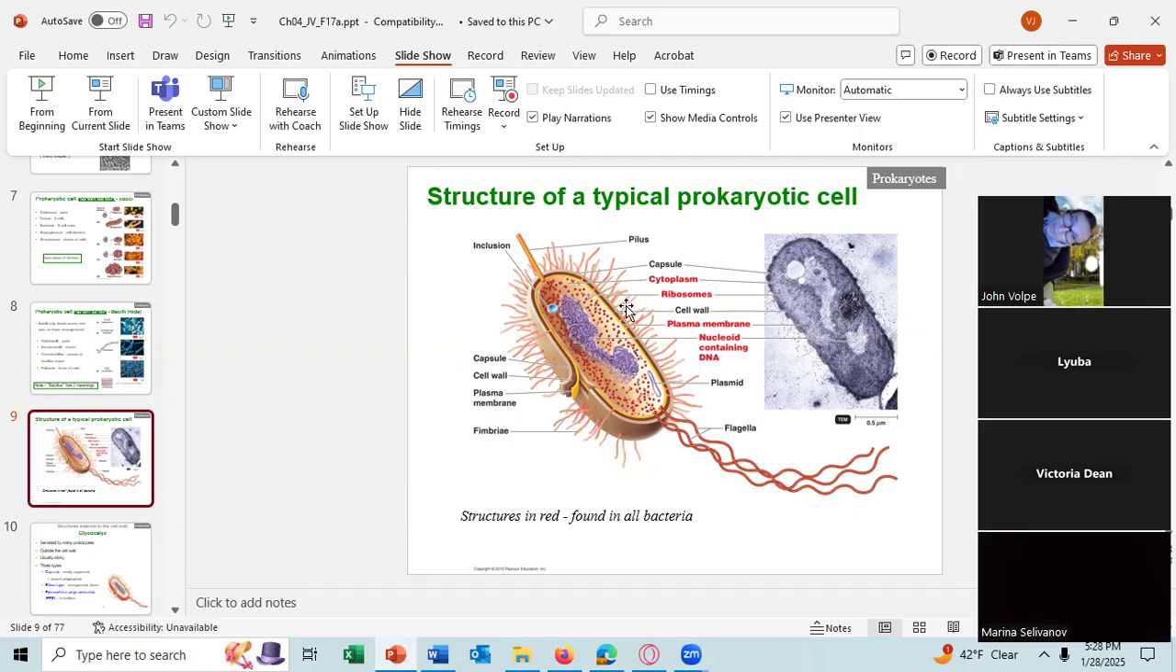All cells have a plasma membrane. I already talked about that someplace right there. And the cell wall is exterior to the plasma membrane. Most bacteria have a cell wall, but not all of them. I already talked about a capsule. All right, any questions about the different structures of a prokaryote cell?